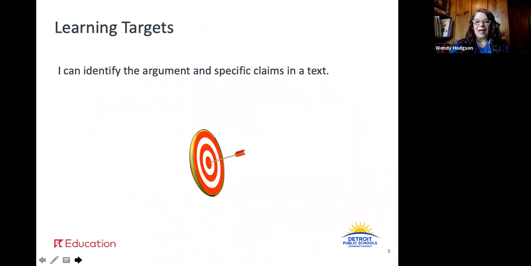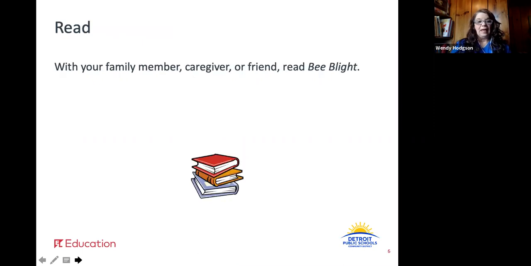All right, welcome back. Today, we have one very focused learning target, and it is on your screen. It states, I can identify the argument and specific claims in a text. So in order to do that, we're going to take a look at a brand new reading, and it is in your distance learning packet. It will be right with lesson 5. And it is called Bee Blight.